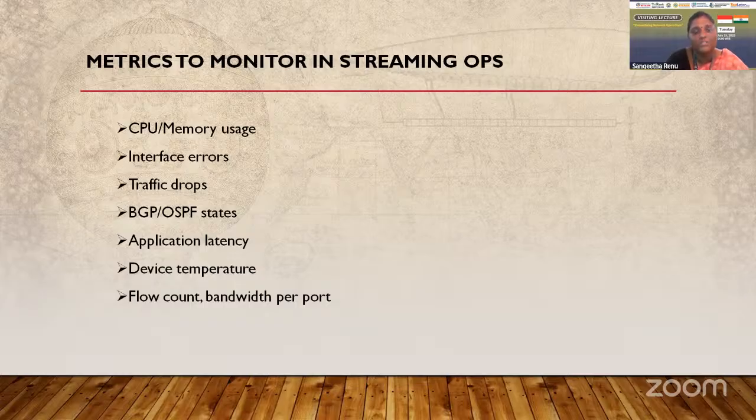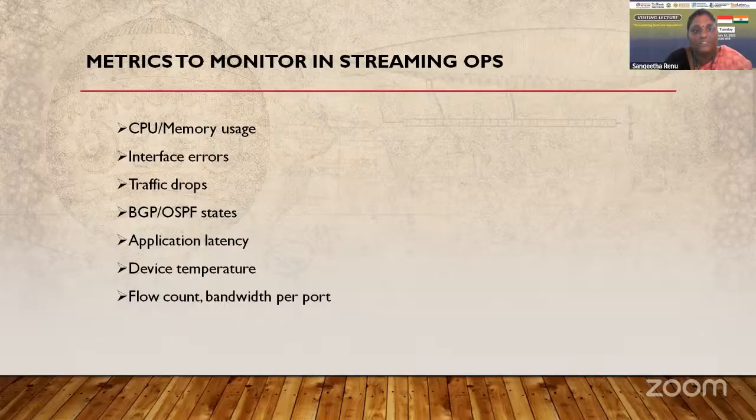Common metrics are CPU and memory usage, interface errors, traffic drops, BGP and OSPF states, application latency, device temperature, flow count, and bandwidth per port. CPU and memory usage detect hardware stress, performance bottlenecks, or potential failures. Interface errors include CRC errors, collisions, and input or output drops, useful for identifying faulty ports or cables. Traffic drops focus on packet loss due to congestion or misrouting, which can lead to poor application performance.